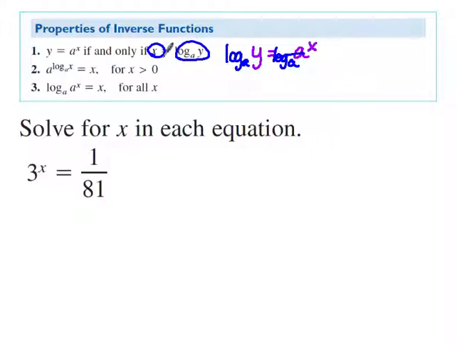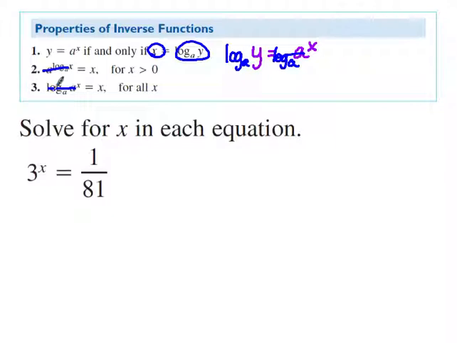Now remember, a to the log base a of x, number 2, equals x because a and log a cancel each other out because they have the same base. And then last but not least, number 3. Once again, log base a and a cancel each other out.